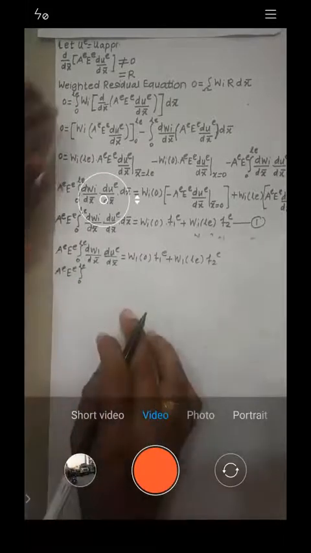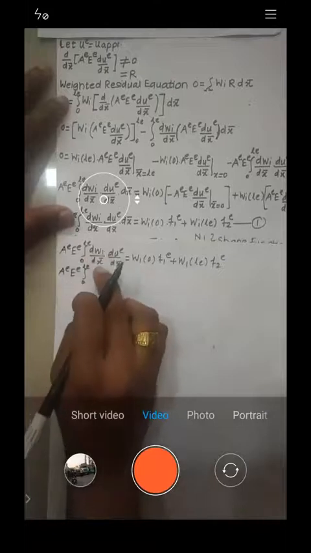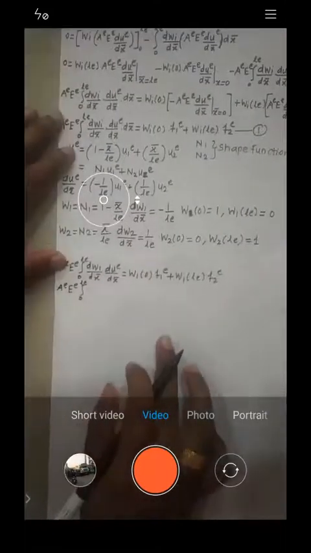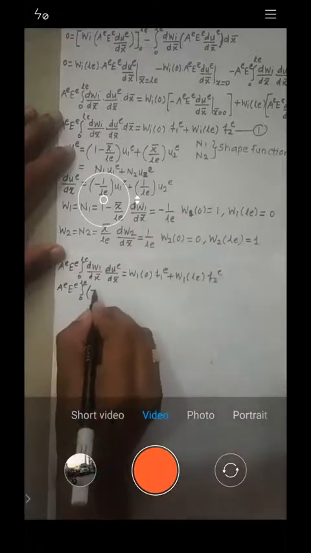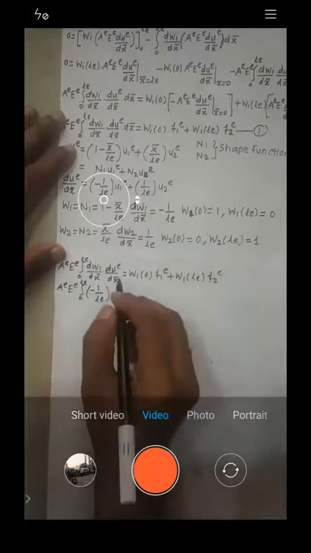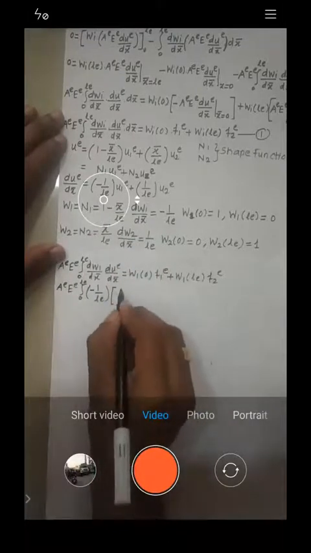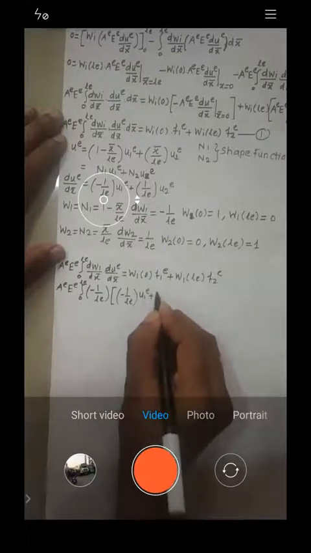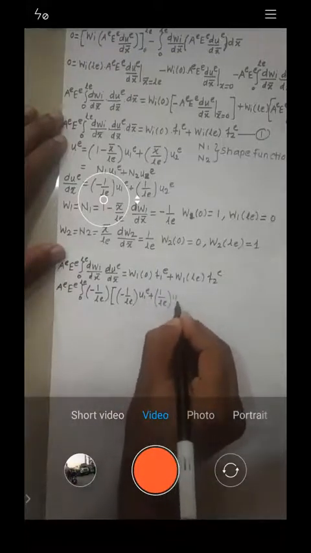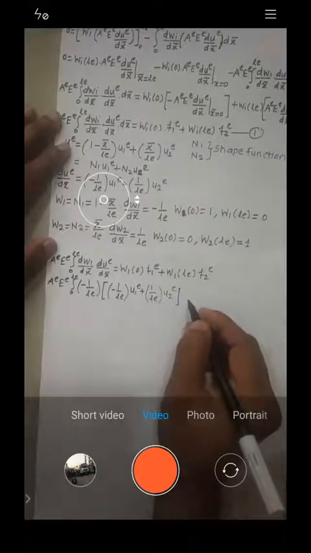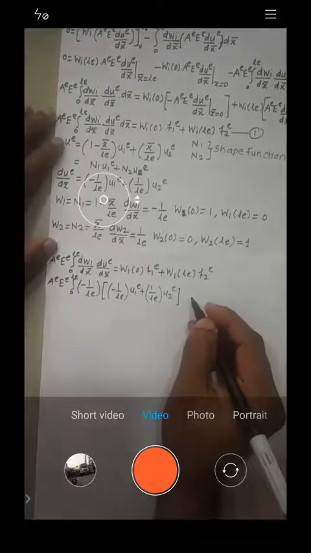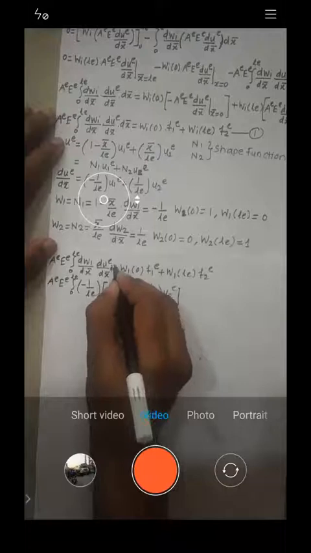See, now this is a very important step which we are going through. Now, derivative of the first weight function with respect to x bar. What is that? Tell me. Minus 1 upon LE. Minus 1 by LE. What is dU by dx bar? See here, this one. Yes or no? It is minus 1 by LE U1E plus 1 by LE U2E. Is it okay? Yes or no? Is it okay? Into dx bar here.